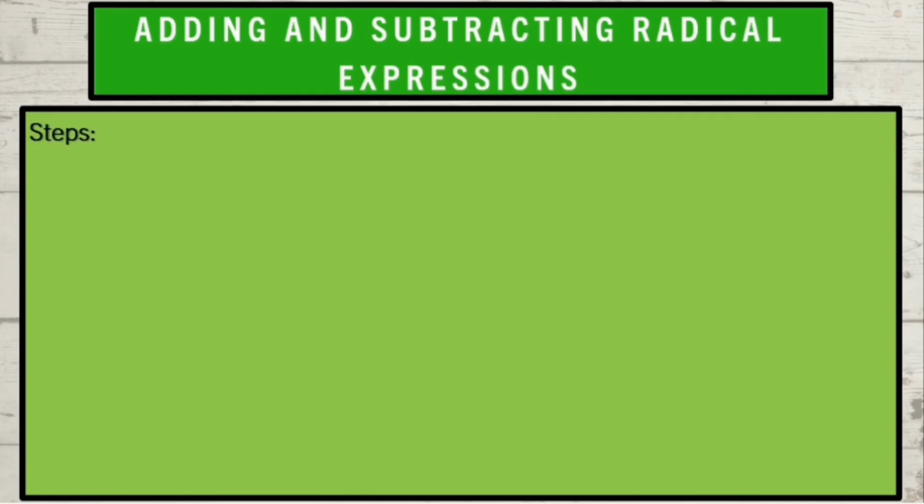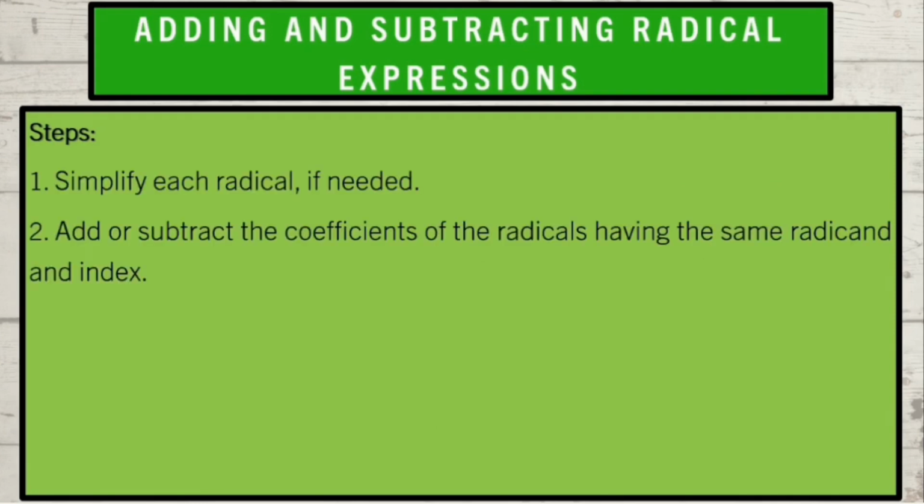Here are the steps required for adding and subtracting radical expressions. Step 1. Simplify each radical if needed. Step 2. Add or subtract the coefficients of the radicals having the same radicand and index. We will have some examples and apply these steps. Let us look at the first illustrative example.